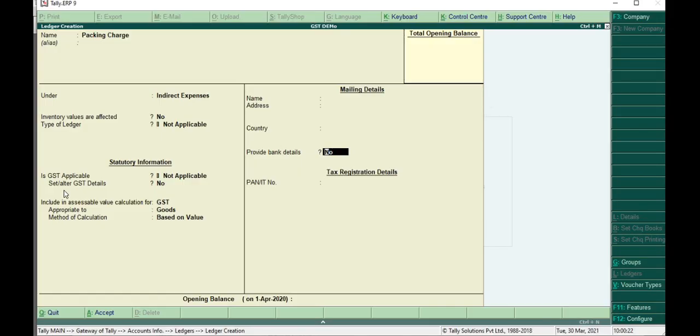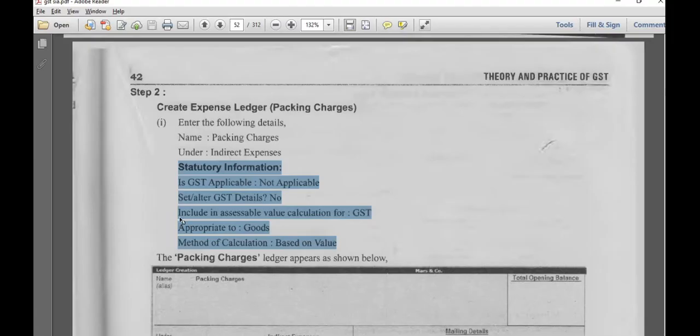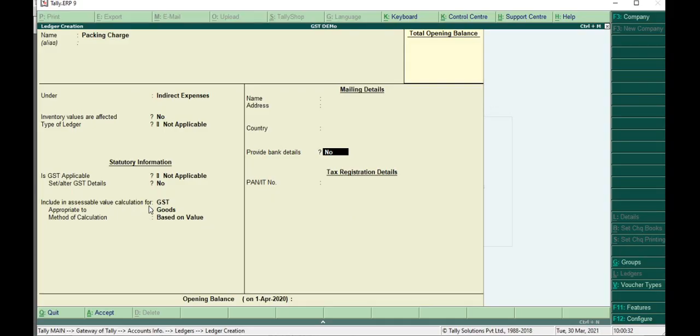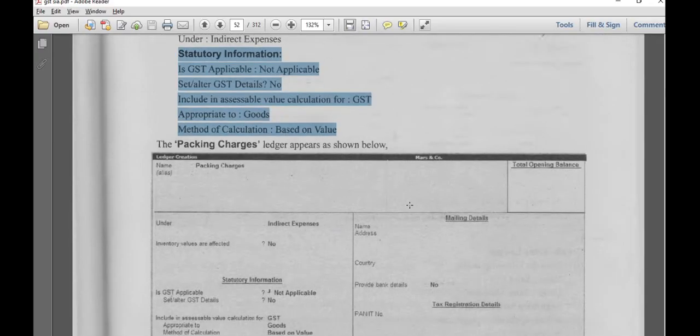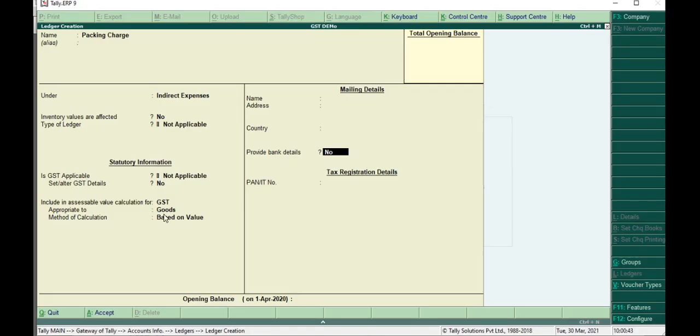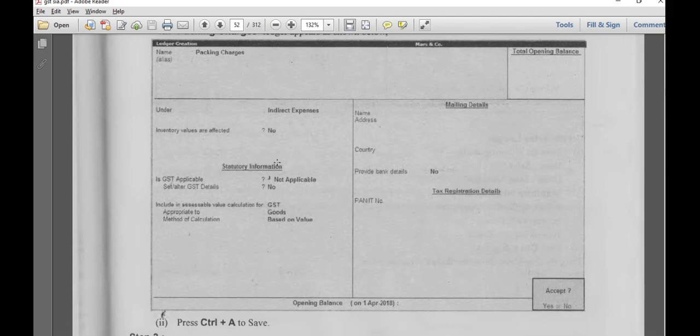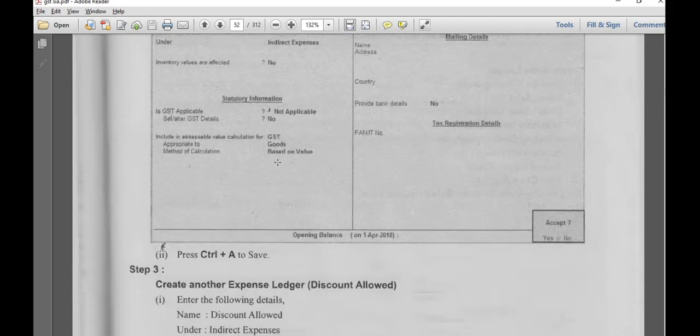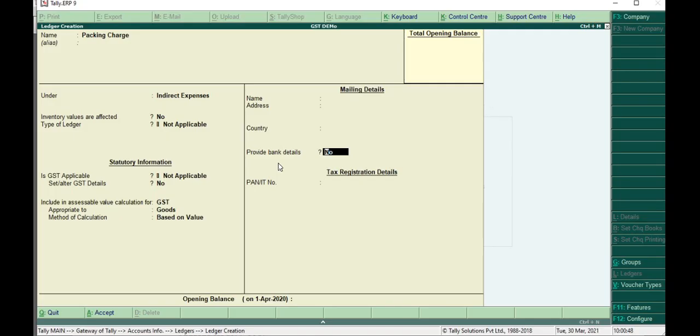Each and every option included in accessible value calculation for GST, appropriate to goods, method of calculation based on value. Okay? See here, the same screen you can see here also. Clear? This is one ledger, it is created, packing charges.